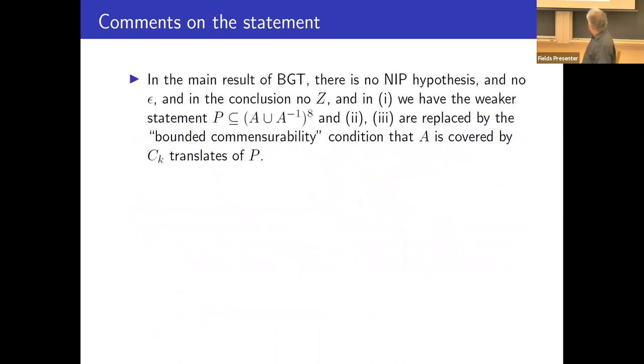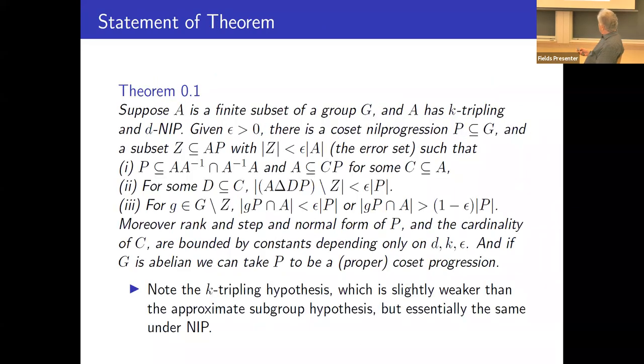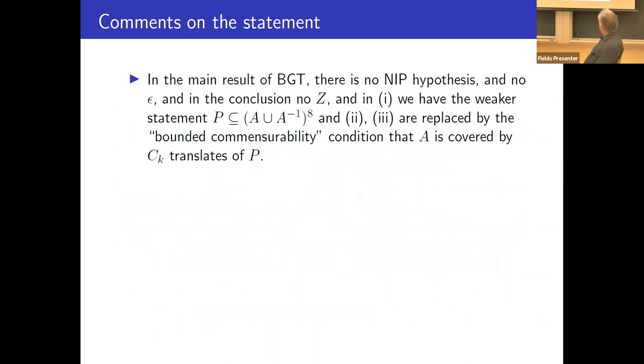Right. Comment on the statement. In the main result of BGT, Bouillard Green Tau, there's no NIP hypothesis. There's sometimes called an NN NIP hypothesis, not necessarily NIP. And then there's no epsilon. In the conclusion, there's no Z, there's no exceptional set. And in one, we have the weaker statement that P is contained in A, A minus 1 to the power 8. And 2 and 3, the structural conditions on A being essentially a finite union of well-structured objects, are replaced by A is covered by so many translates of P.